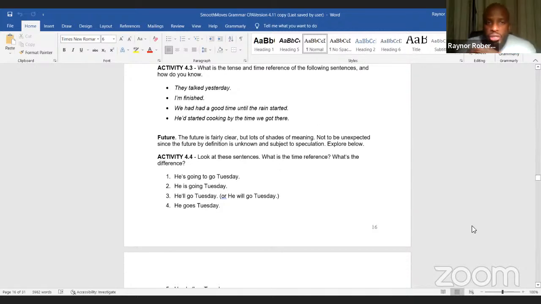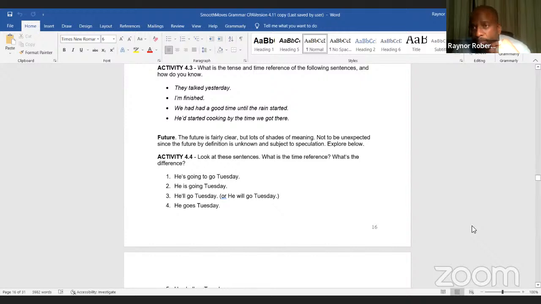The future is fairly clear, but has lots of shades of meaning, not unexpected, since the future by definition is unknown and subject to speculation. Explore below. Look at these sentences. What is the time reference? What is the difference? He's going to go Tuesday. What's going on here? They're telling us about a future event occurring on Tuesday. So it's an intention, right? Yeah, that's the intention.